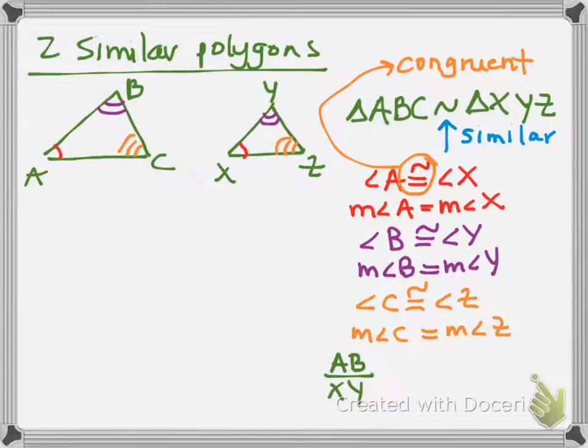Okay. And then you can also just look at the lettering: triangle ABC is similar to triangle XYZ. What if I wanted to talk about a ratio of side BC? What corresponds to BC? YZ. Okay, good. And what corresponds to AC?